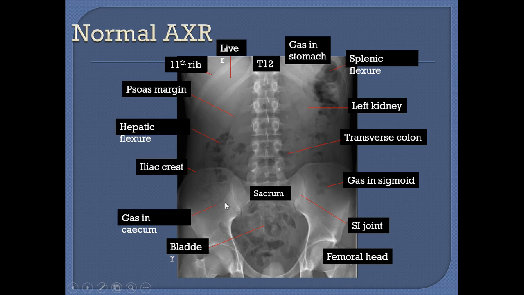In the right lower abdomen, gas in the cecum. There is bladder in the pelvis, sacrum, then femoral head, sacroiliac joint, gas in the sigmoid colon, gas in the transverse colon, the left kidney shadow, and the splenic flexure. This is gas in the stomach in the right upper quadrant.